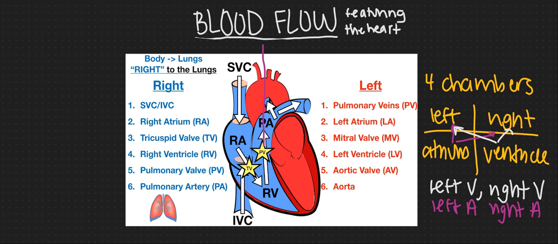If we split this diagram vertically, you can see that we have the right atrium and the right ventricle on the left side of the diagram, while we have our left atrium and our left ventricle on the right side of the diagram. I know this is flip-flopped, but if someone was actually having this heart inside of them, from their perspective, it is their left and their right.